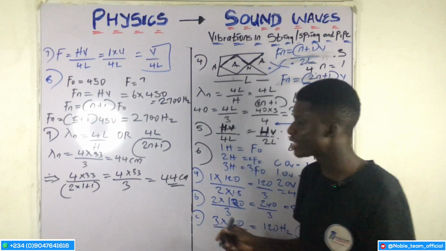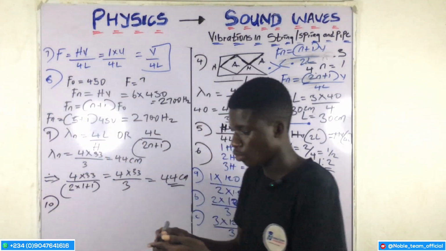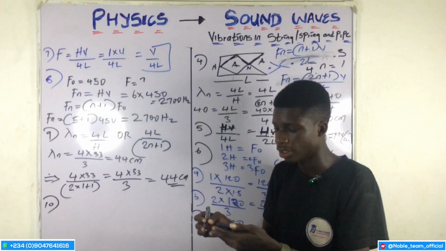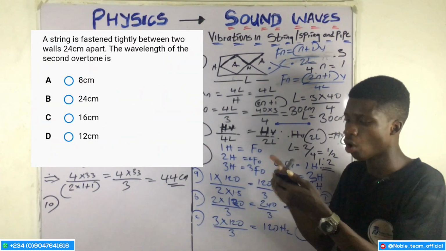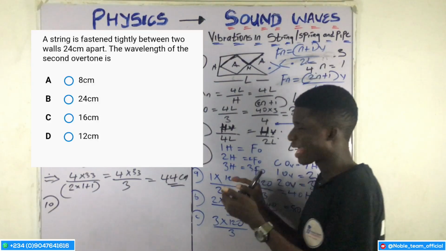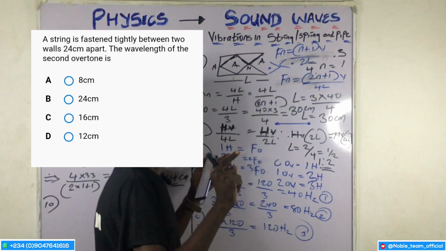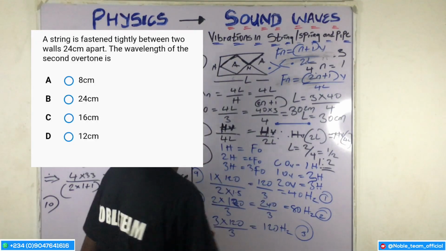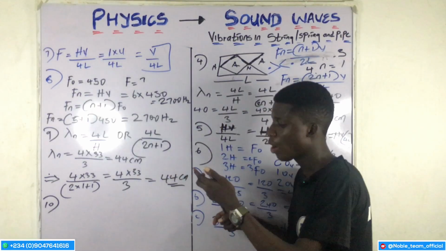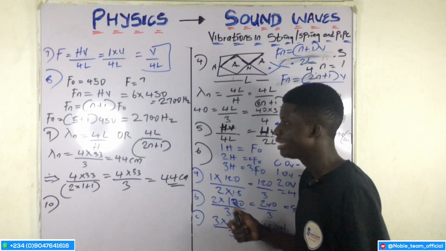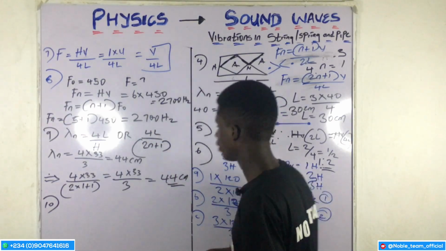Now let's solve question 10. I think this is the last question, and I'll give you one as an assignment now. This question says a string is fastened tightly between 2 walls. You already know what it is: an open pipe. Now, it has been attached between 2 walls. Then the wavelength of the second overtone is what? Now let's solve together.